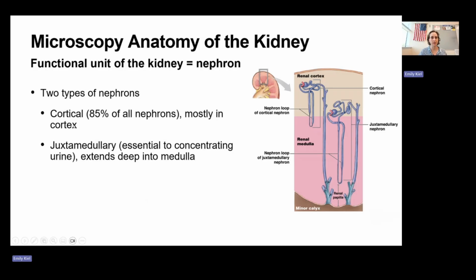Notice juxtamedullary, this defines nephrons. We're going to talk about juxtamedullary cells in the glomerulus. These are not the same thing. So these are juxtamedullary nephrons here. We're going to talk about some cells when we talk about the glomerulus, a little bit different.